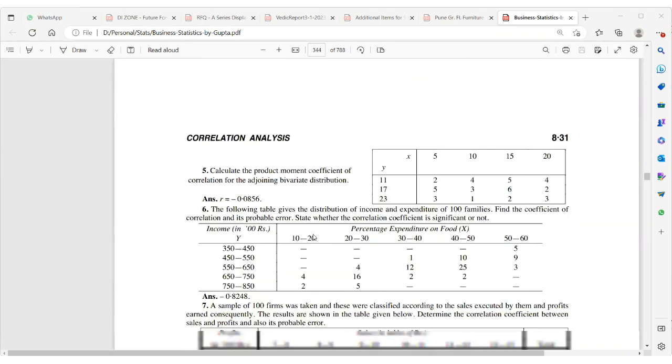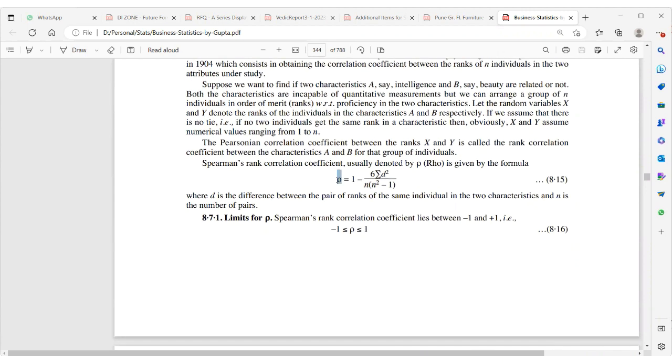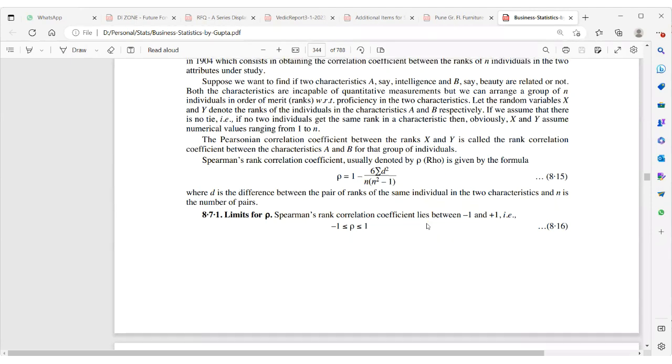This is not in your course syllabus. Now comes the rank coefficient. The formula for the rank: we put either capital R or this, and this is called rho, right? This is a Greek letter rho. The formula for this is 1 minus 6 summation of d square upon n within a bracket n square minus 1. D is the difference between the ranks, and n is the number of pairs, right?